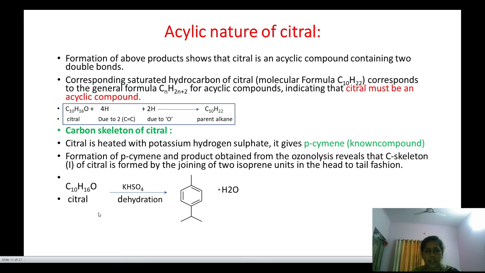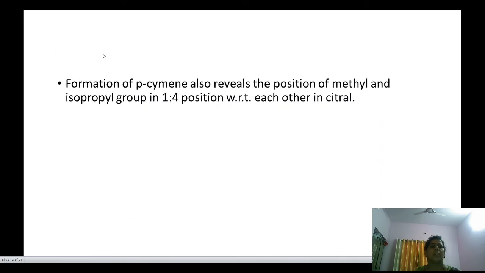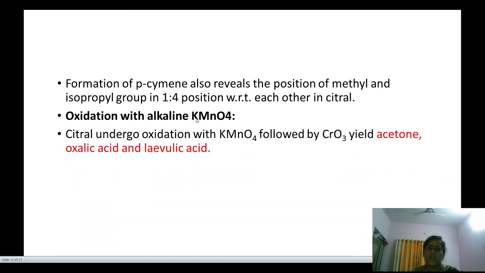Now please note that this compound is paracymene. Okay, next. Here, formation of paracymene also reveals the position of the methyl group and isopropyl group in the 1:4 position with respect to each other. Now we are going to see the oxidation with alkaline KMnO4.